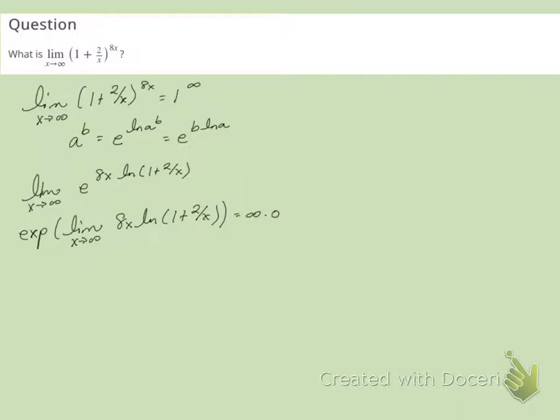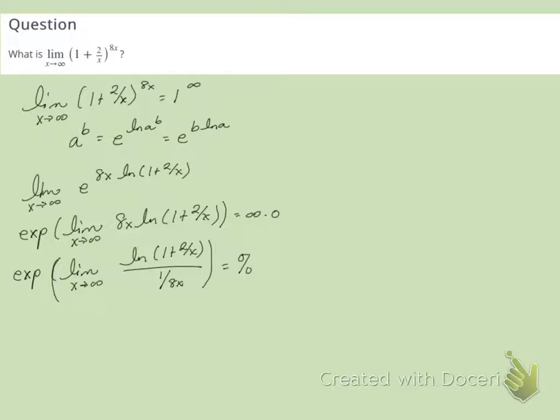Again, we want 0 over 0, infinity over infinity. So let's move that 8x to the denominator. And so we're going to have the natural log of 1 plus 2 over x, and then we're going to write this as 1 over 8x. And now, again, 2 over x is going to go to 0, and now 1 over 8x is also going to go to 0. So we'll have ln of 1 over 0, or 0 over 0. And that's what we wanted. So now we can apply L'Hopital's rule.